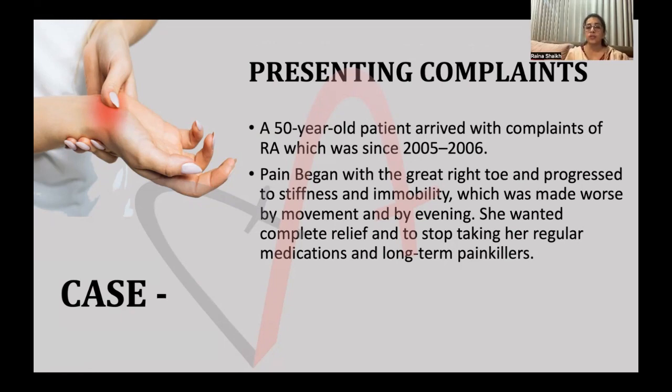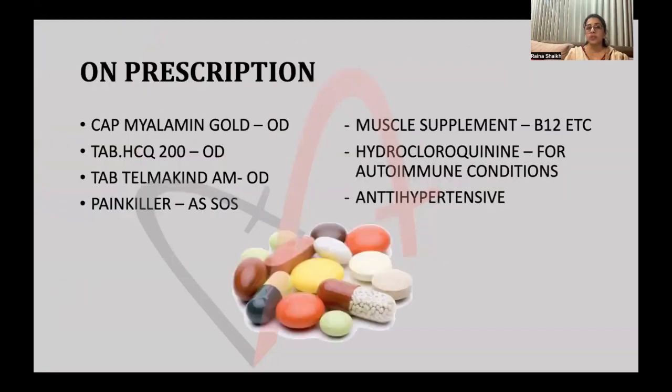So this is a case of a 50-year-old patient who arrived with complaints of RA, which began in 2005-6. The pain began with the great right toe and progressed to stiffness and immobility, which was made worse by movement and by evening. She wanted complete relief and wanted to stop taking her regular medications, the painkillers. So these were the medicines that she was on when she came to us.